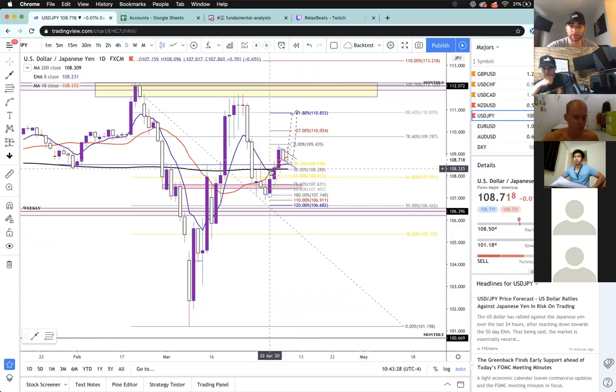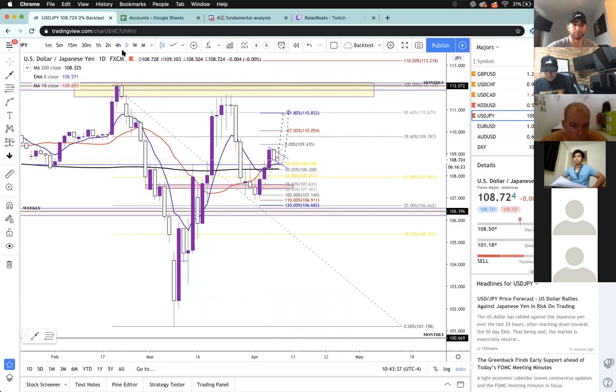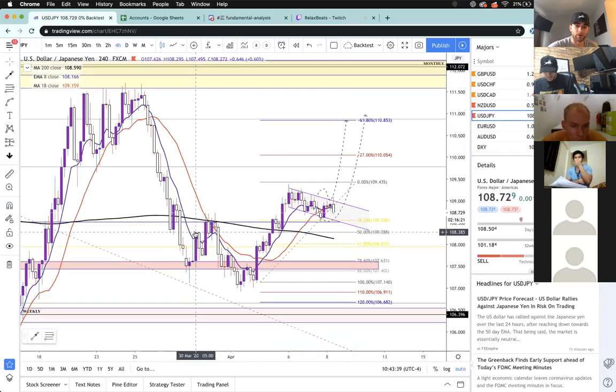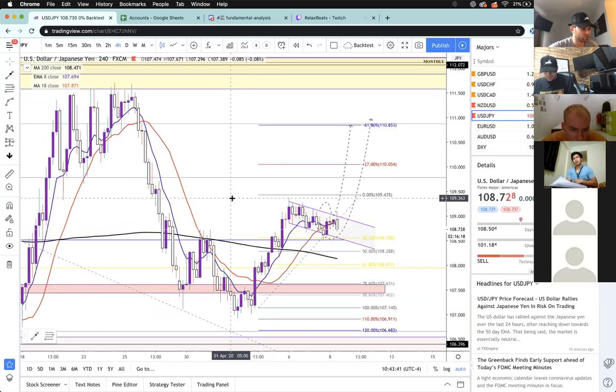But 618, it'll start trending. 78.6, it'll start trending, especially 100%. It's going to be trending. So right now we're just trending. Based on this 4 hour, based on 4 hour structure, what is this?